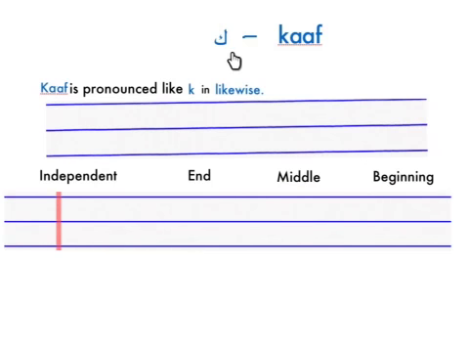The letter kaaf. The letter kaaf is pronounced like K in the word likewise. So, ka, like this. In the beginning, we write it like this, and it connects to the letter which comes after it. One example of this would be the word kabir, which means big.